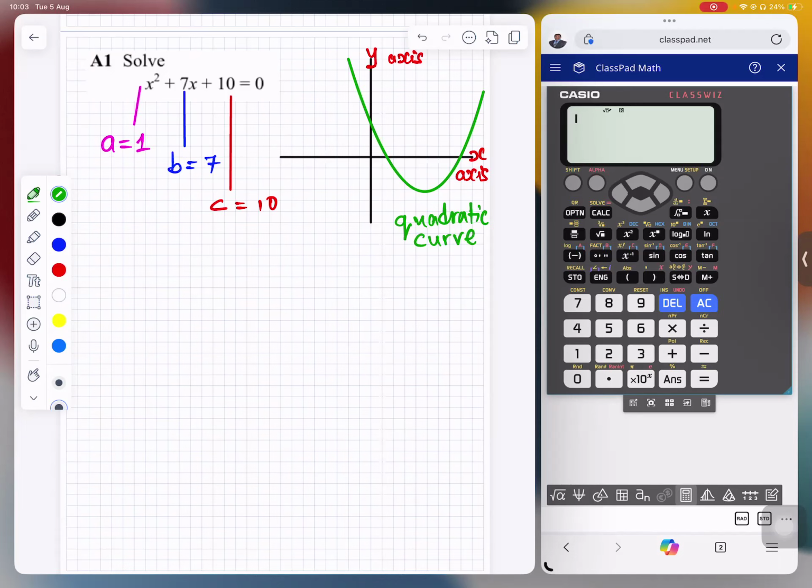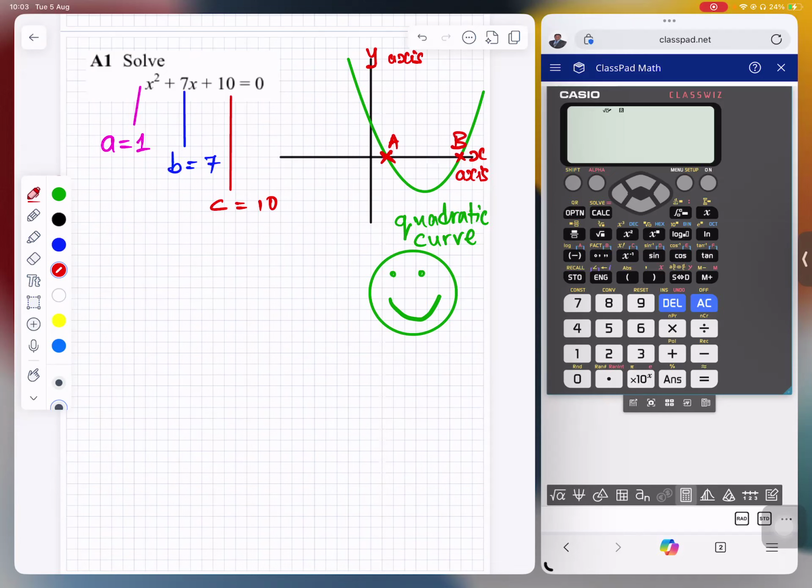It's got a U shape. Sometimes you just think of it as a smiley face shape, because it's a U shape. Now it crosses the x-axis at 2 points, point A and point B.